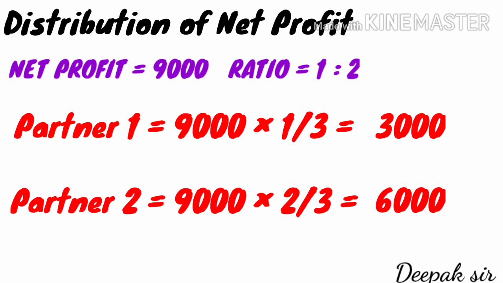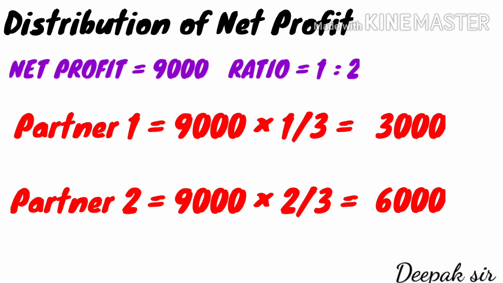Now this 3,000 profit for first partner and 6,000 profit for the second partner, the total of both profits should always be 9,000. That is the profit which we are distributing among both the partners. The total of the distribution should come to the net profit amount. So since the ratio is 1:2, the first partner is going to receive less profit, that is 3,000, and second partner share of profit is 2, so he will get more profit, that is 6,000.